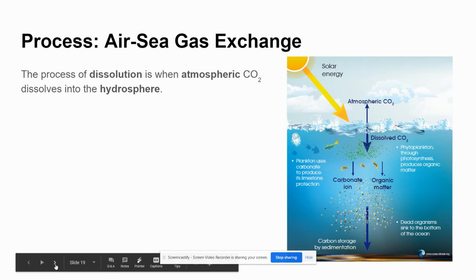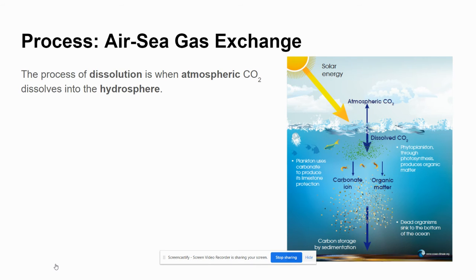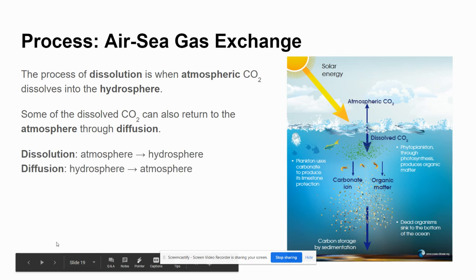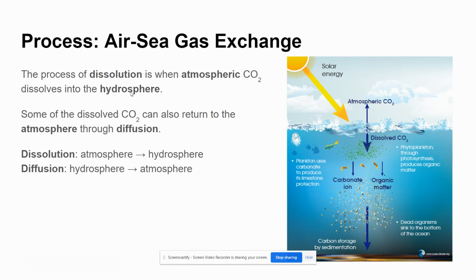There are two processes involved in this phenomenon. They are dissolution and diffusion. The process of dissolution is when the atmospheric carbon dioxide dissolves into the hydrosphere. So the atmospheric carbon dioxide, like we discussed earlier, is dissolving in the water and making carbonic acid, lowering the pH of the ocean, and this process is called dissolution.